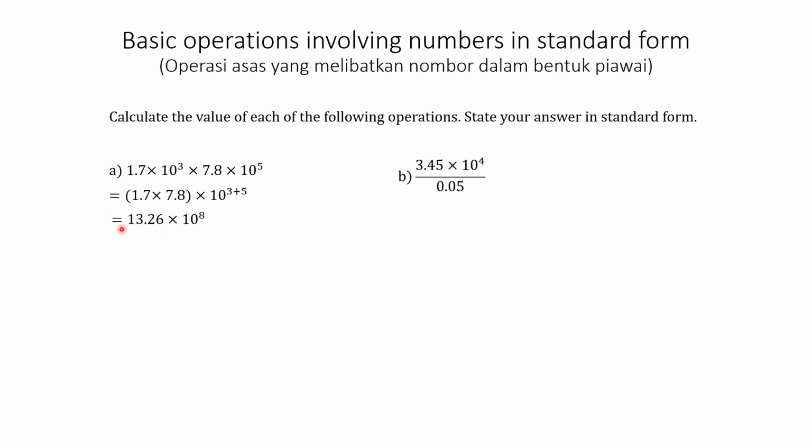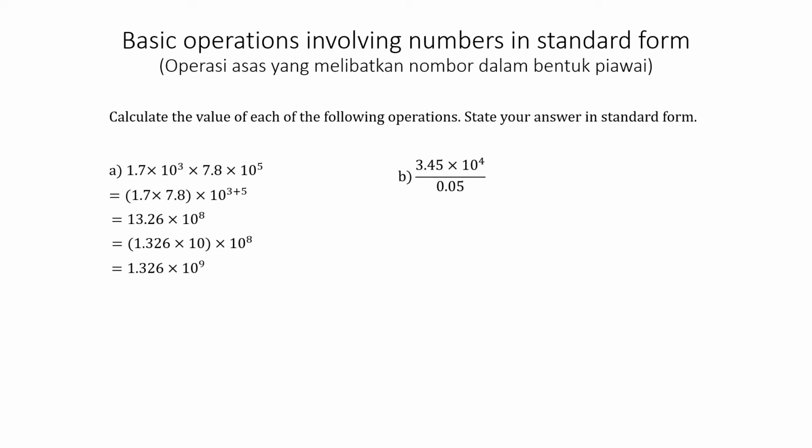So I need to change it to standard form, meaning that I need to move the decimal one place. So it will be equals to 1.326 times 10. So if 1.326 times 10, it will be equals to 13. So you can check back. And this is equals to 1.326 times 10 to the power of 1. 1 plus 8 is 10 to the power of 9.